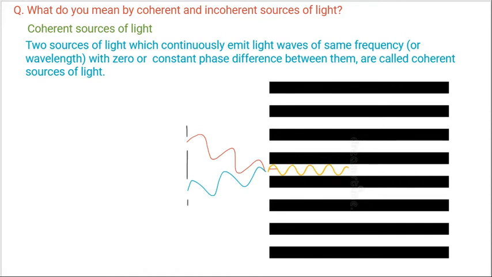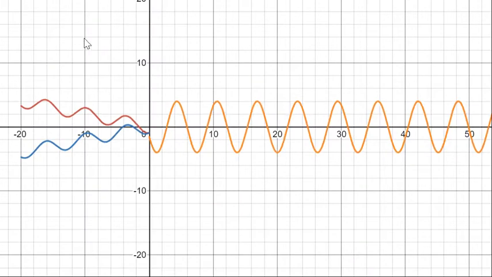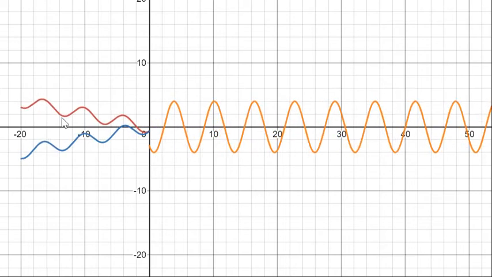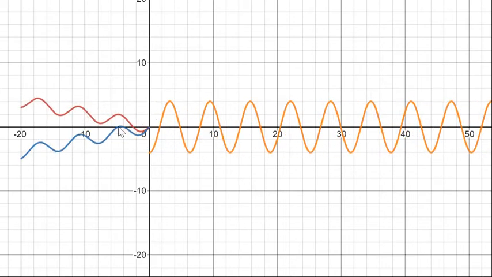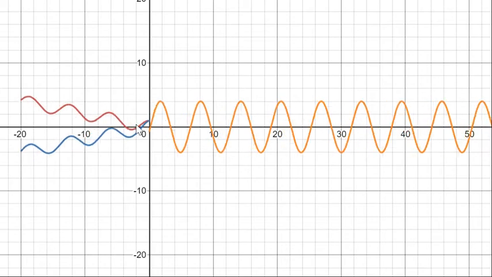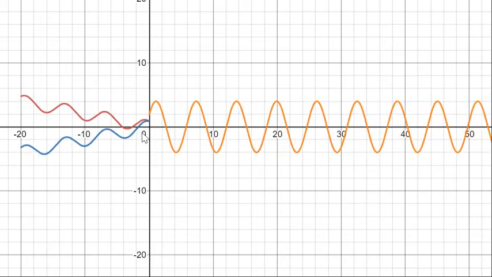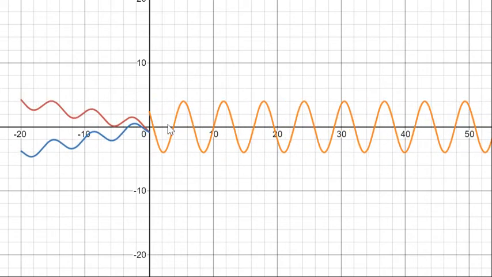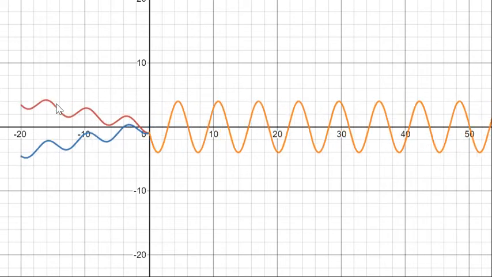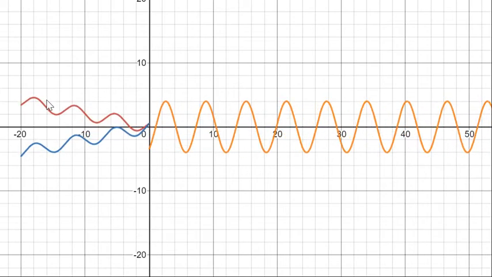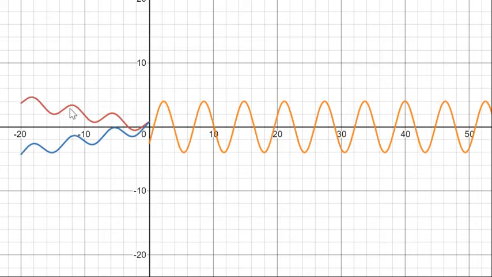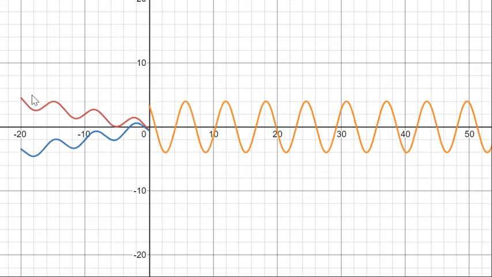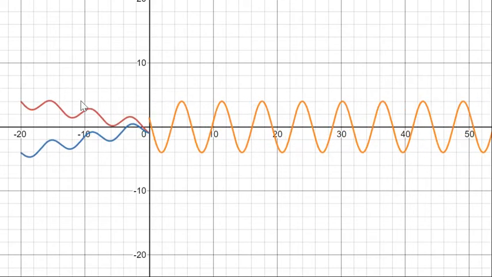Let me just show this with a simulation. Look here, you have two slits. This is your first slit, this is your second slit. The light coming out of the slits has the same frequency, or I can say the same wavelength. These two lights interfere constructively and give a resultant wave whose amplitude will be the sum of the amplitudes of these two waves. In such a case, where the light has the same frequency, same wavelength and zero phase difference, such a light source will be known as a coherent source.